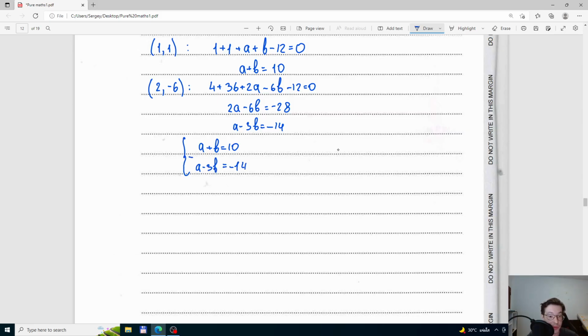I'm going to subtract one from the other. B minus minus 3b, which is going to be plus, so 4b equals to 24, so that means b equals to 6. Now substitute this into the first equation, where a plus b equals to 10. Okay, so 6 plus what equals to 10? Correct me if I'm wrong, but it's 4.